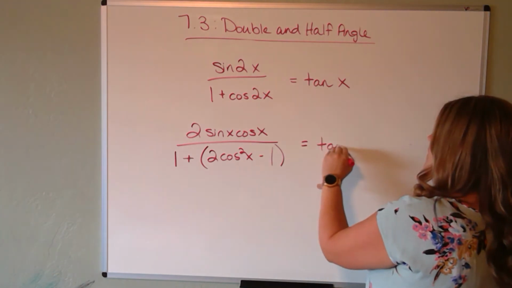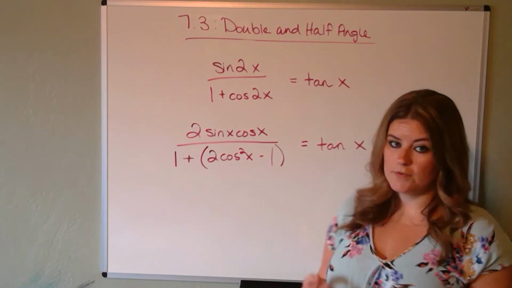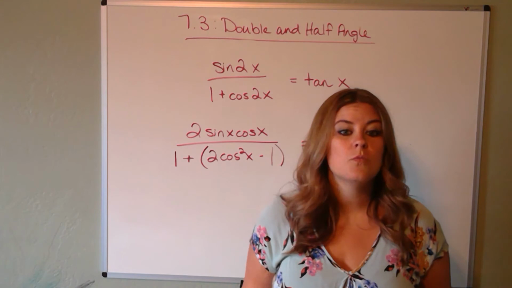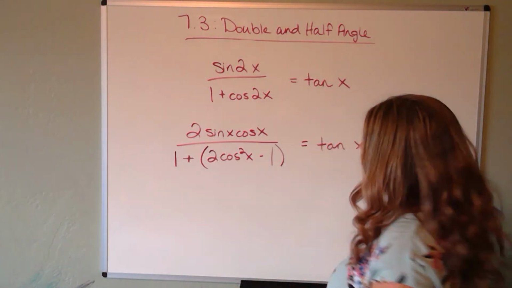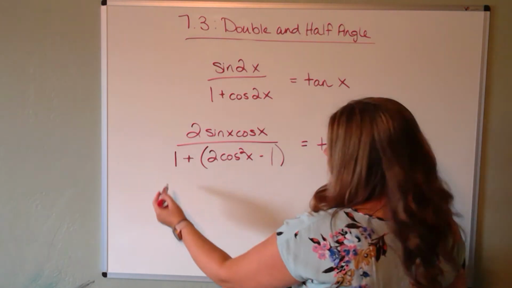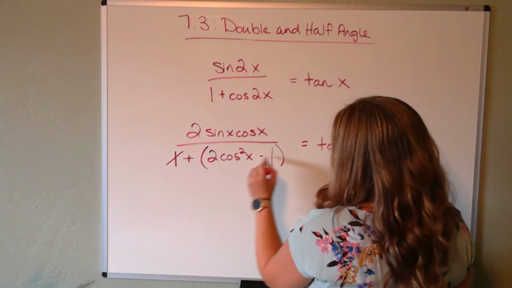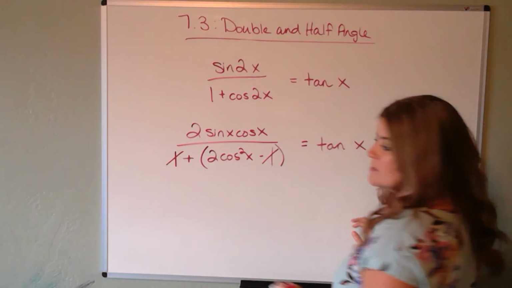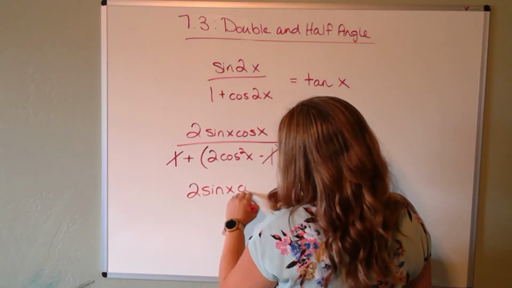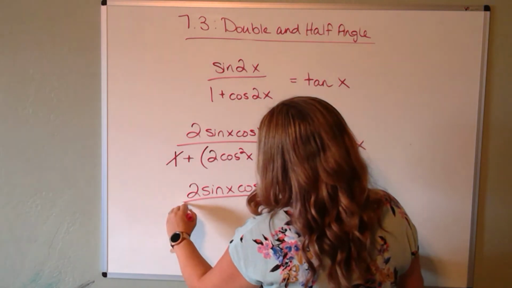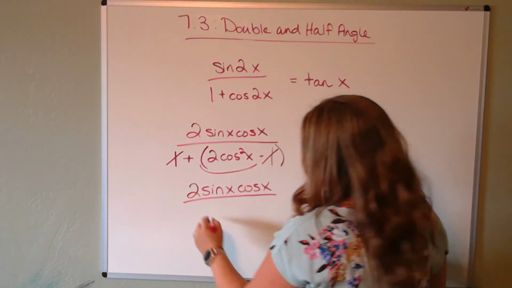If you don't pick the right version, it's okay. Like I said, it'll just take you more steps to get there. This will get us there quickest. All right, so what do I have here? I have a 1 and then I have a minus 1. So you guys, those are going to cancel out, and I'm looking at 2 sine x cosine x over just 2 cosine squared x.